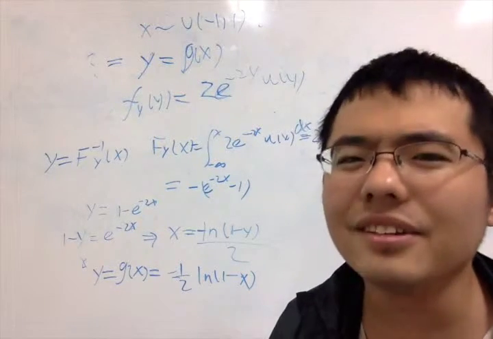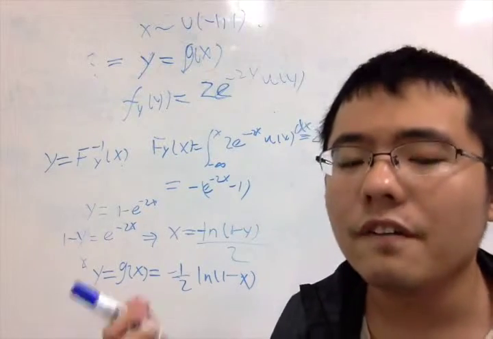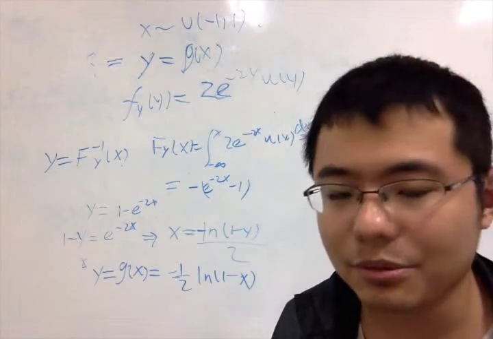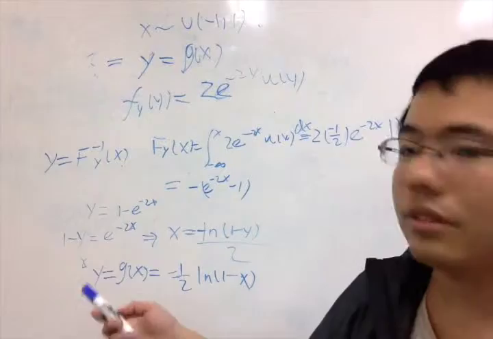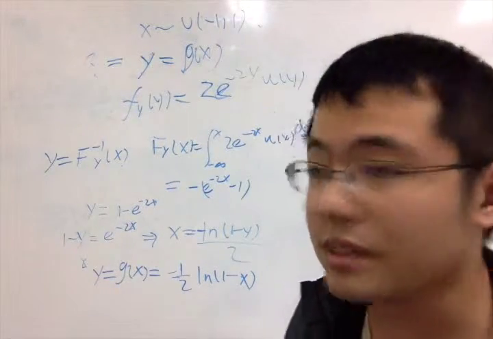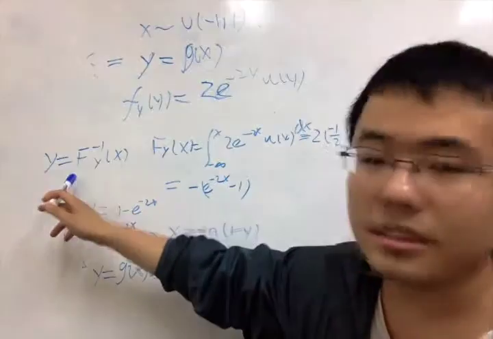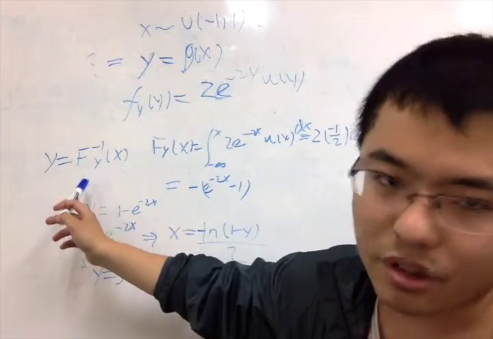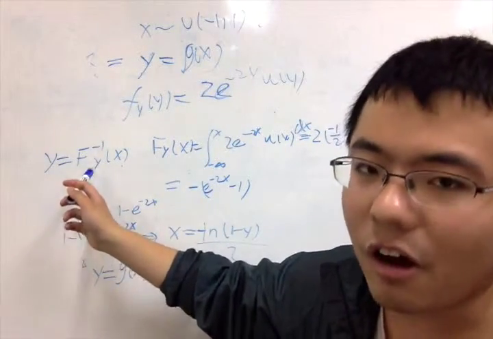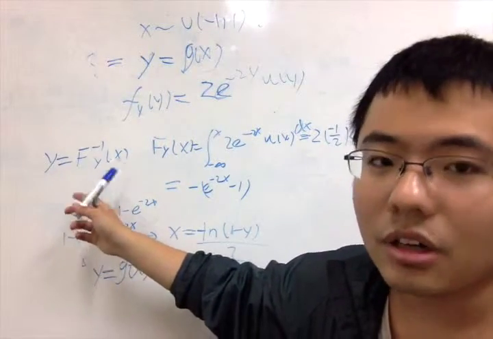We could just use the fundamental theorem to deduce that. I'm going to deduce it here. So the conclusion is, if we want to know y, then y is simply the inverse function of the probability function of y.